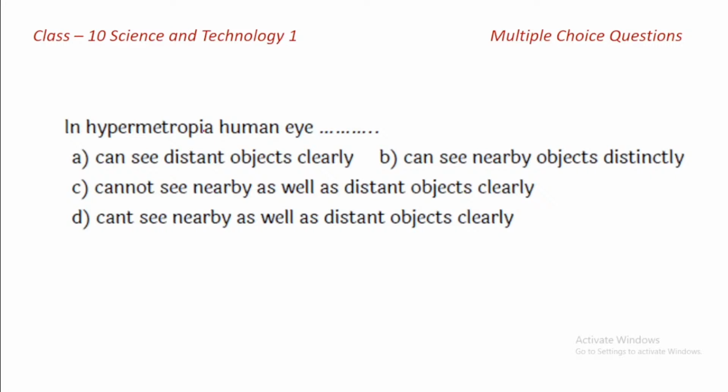In hypermetropia, human eye can see distant objects clearly, can see nearby objects distinctly, cannot see nearby as well as distant objects clearly, and last option is can see nearby as well as distant objects clearly. So the correct answer for this question is option A. In hypermetropia, human eye can see distant objects clearly.